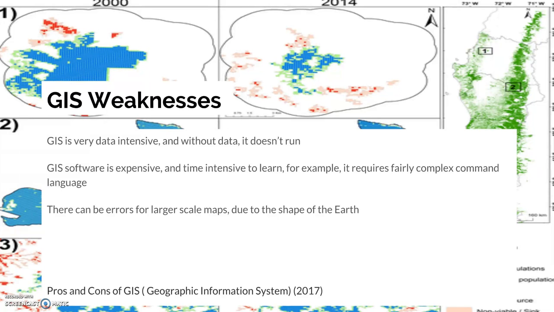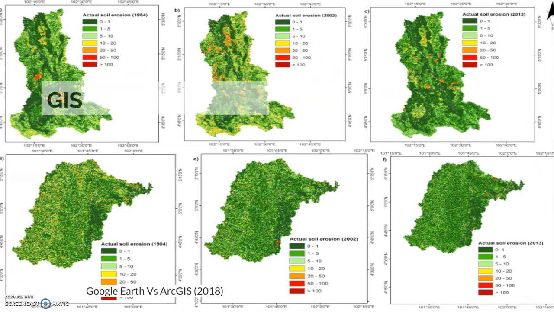GIS software is fairly expensive, and it is time intensive to learn. The big example that I found was that it requires a pretty complex command language. And there can also be errors for larger scale maps just due to the shape of the Earth.